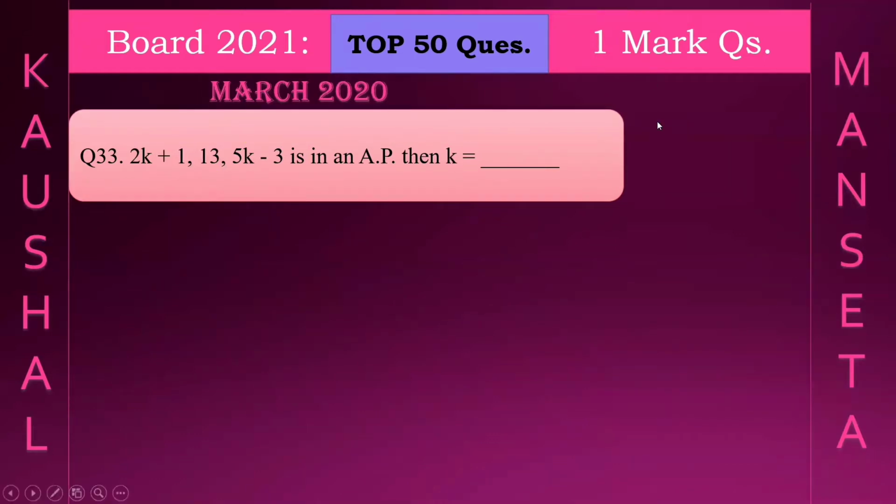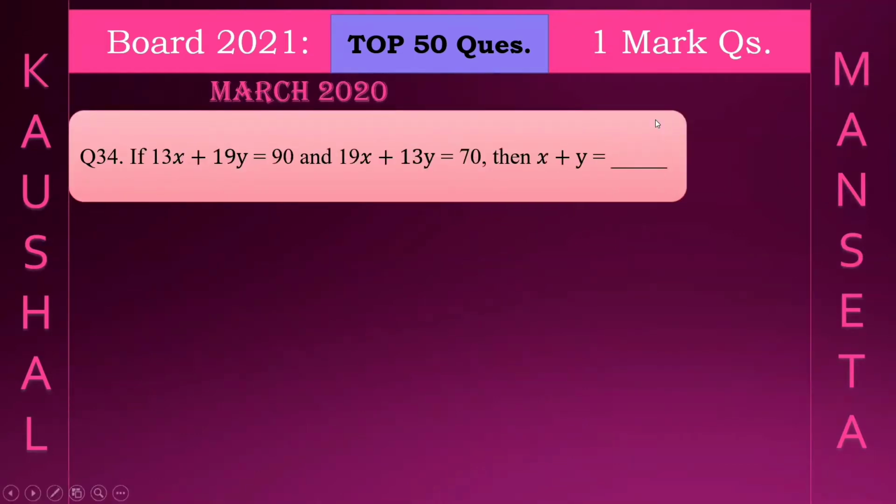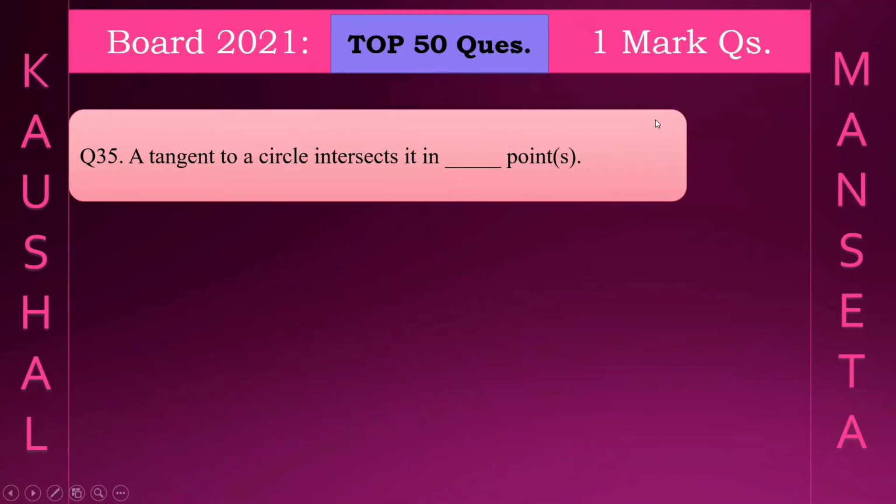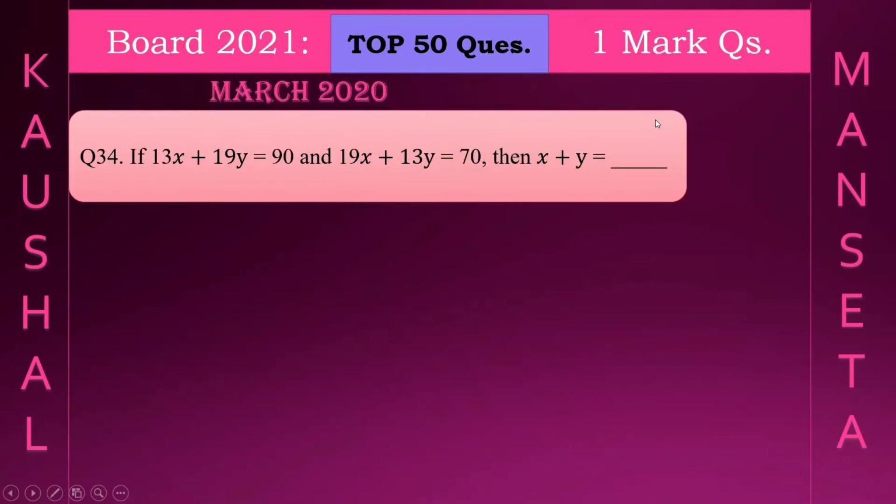Now next, question number 34. If 13x plus 19y equals 90 and 19x plus 13y equals 70, then what is the value of x plus y? Here two linear equations in two variables are given, and we have to find the value of x plus y.